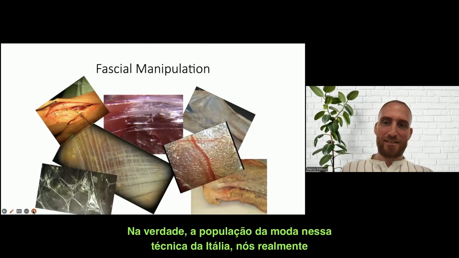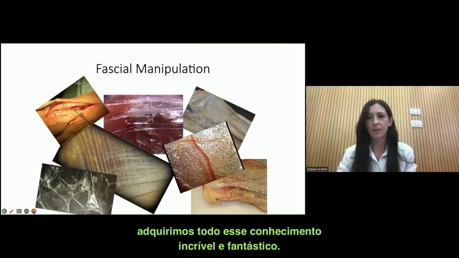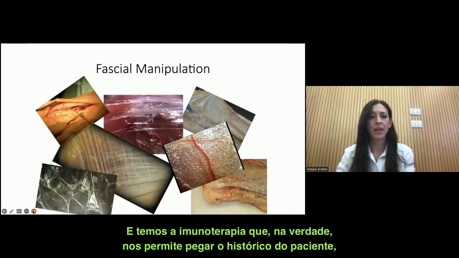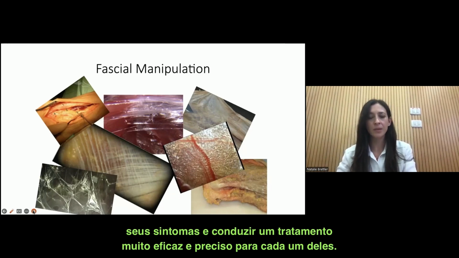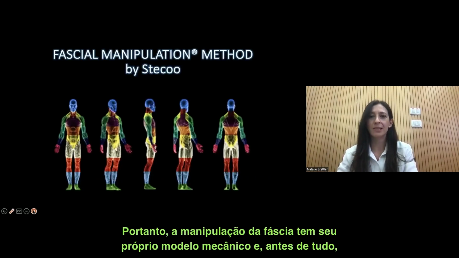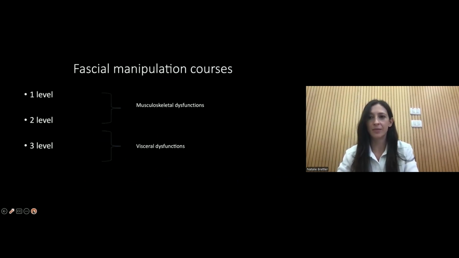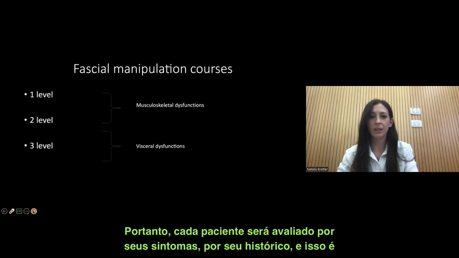Fascial manipulation, in that technique from Italy, we actually take all this amazing and great knowledge, and we have a manual therapy that is allowing us to take the history of the patient, their symptoms, and conduct a very effective, very precise treatment for each one. So fascial manipulation has its own mechanical model, and we are treating musculoskeletal dysfunction and also visceral dysfunction. So each patient will be evaluated by their symptoms, by their history.